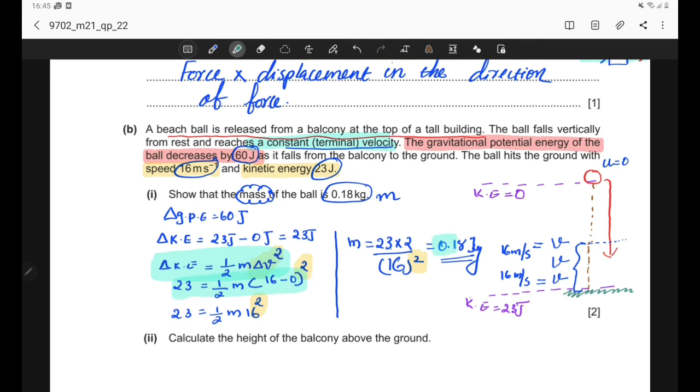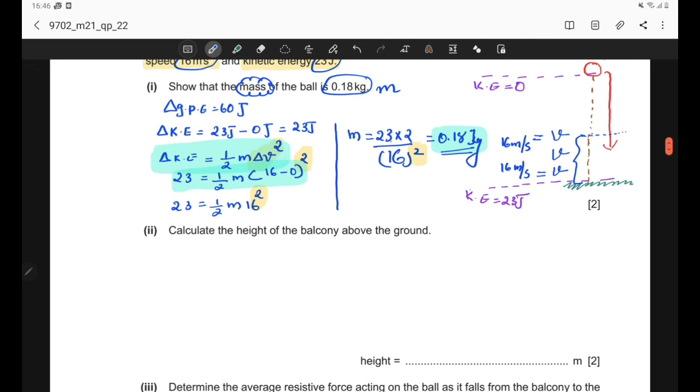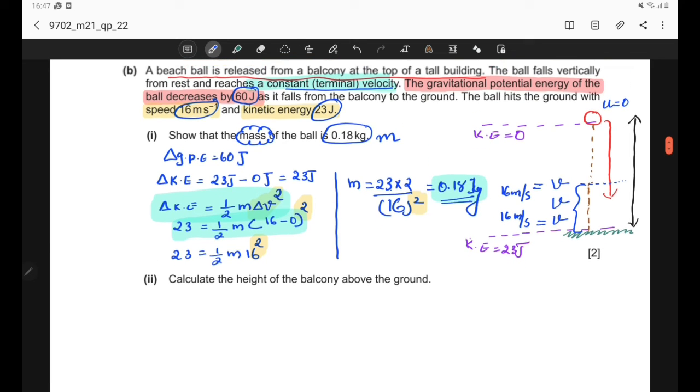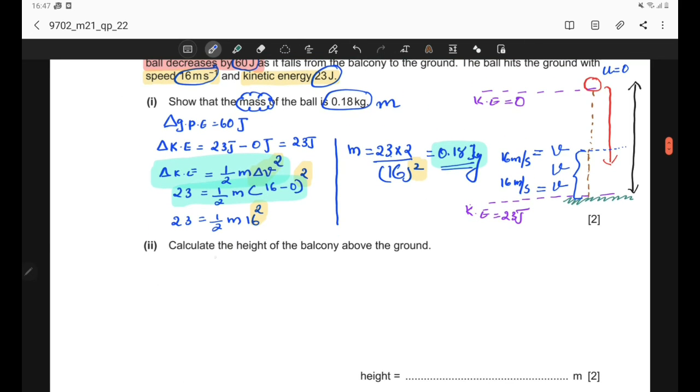Next question, calculate the height of the balcony above the ground. So here we need to calculate the total height of the ball's travel. So here we have the potential energy at the initial position, which is given as 60 joule. So we can write down gravitational potential energy, that is m g h, at the height h is 60 joule.